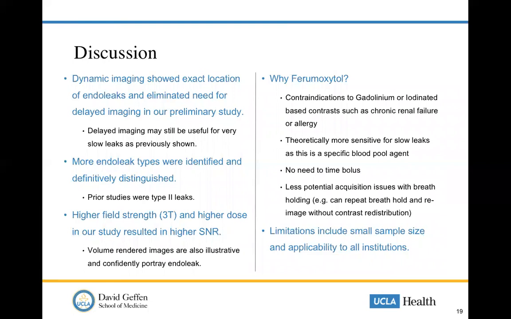And again, why ferumoxytol? Where there are contraindications to gadolinium or iodine-based contrast, such as chronic renal failure or allergy, it's theoretically more sensitive for slow leaks and is a powerful intravascular agent. There's no need to time the bolus, and again, less potential acquisition issues with breath holding. So you can re-coach the patient and re-image. Limitations included a small sample size and applicability to all institutions.